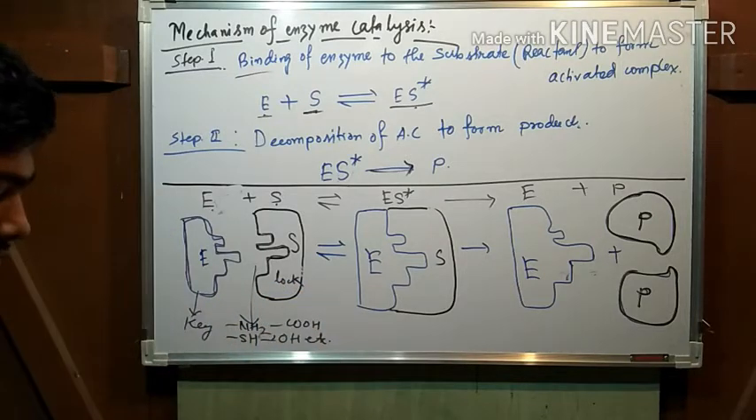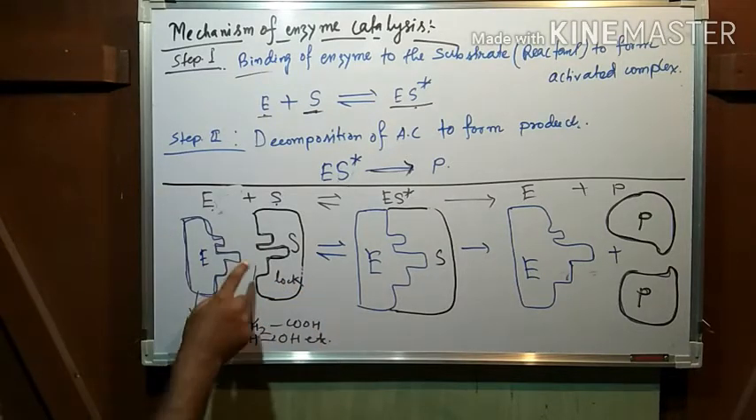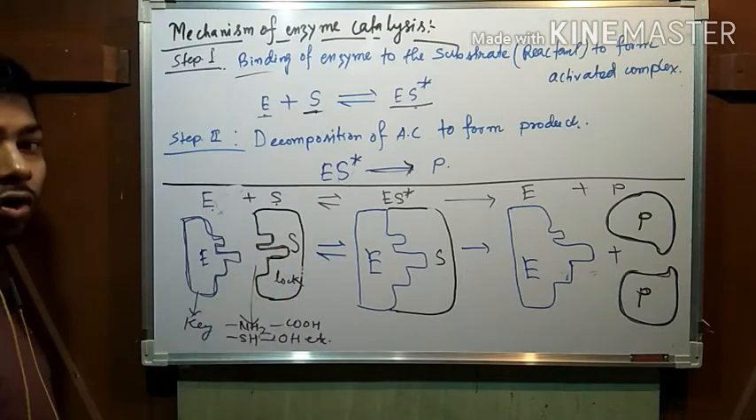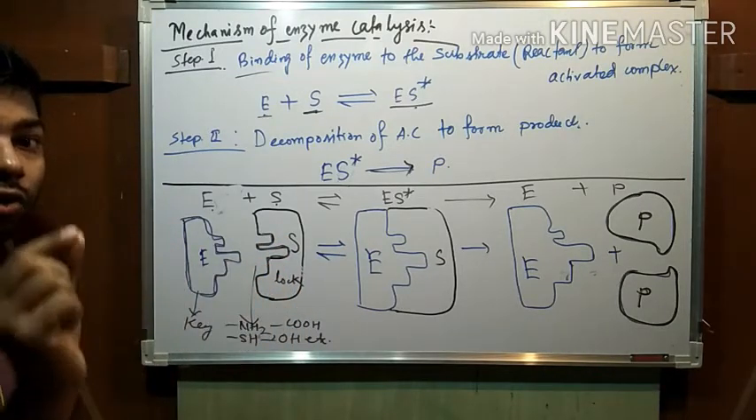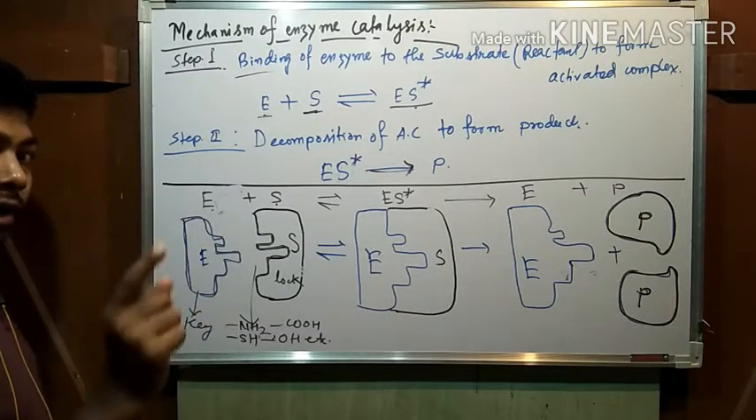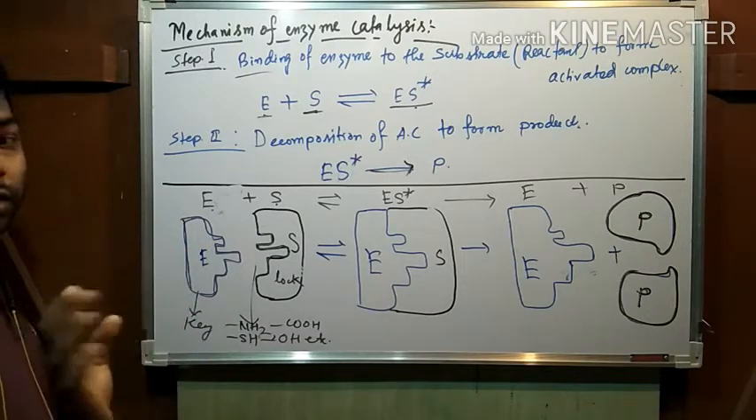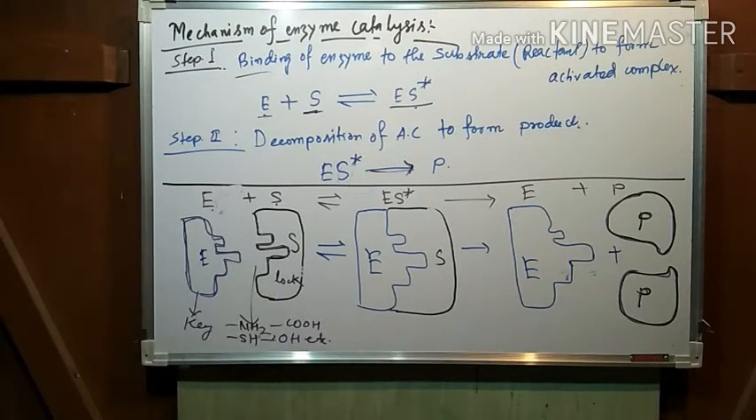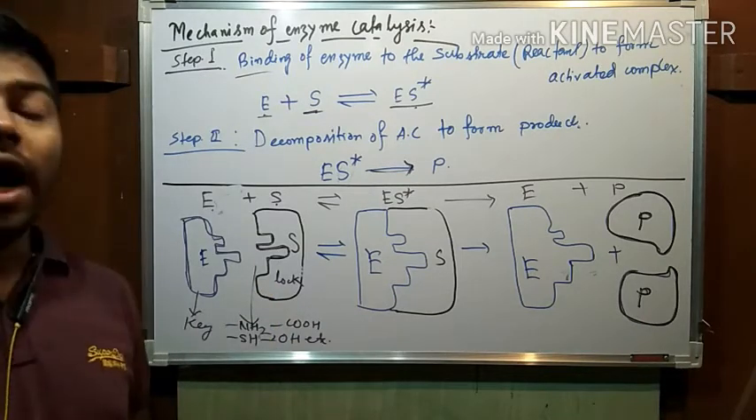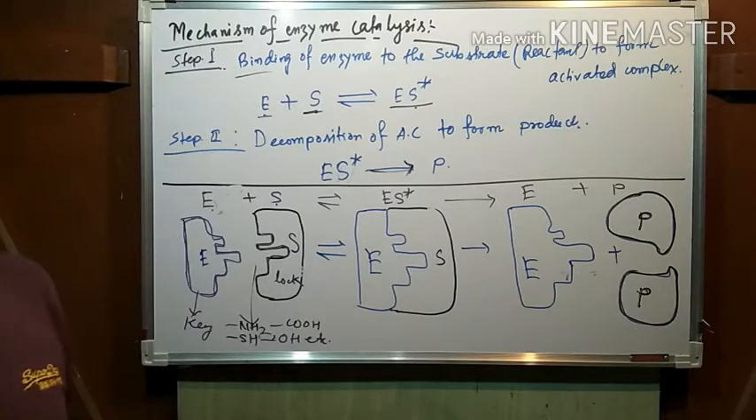Lock. This lock. Now, if you see clearly, this one is a lock, and a lock in our home usually has a particular hole in which the particular key is fitted. That's why for a particular substrate, a particular enzyme is there. That's why it is known as highly specific in nature.